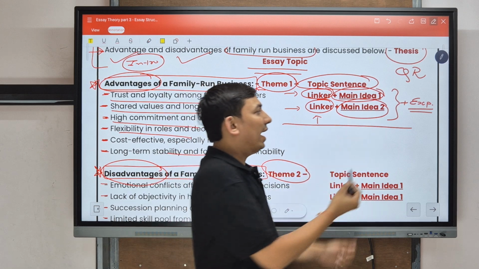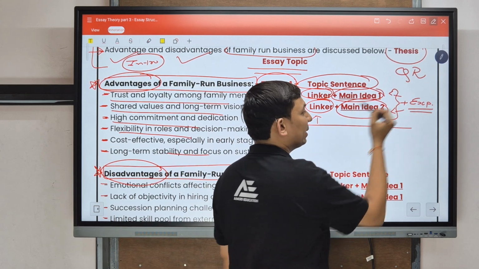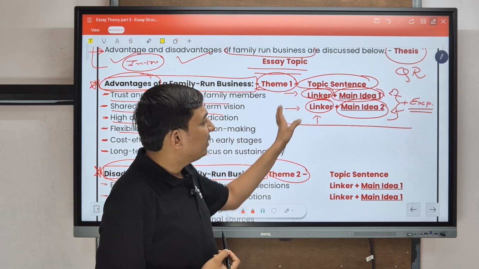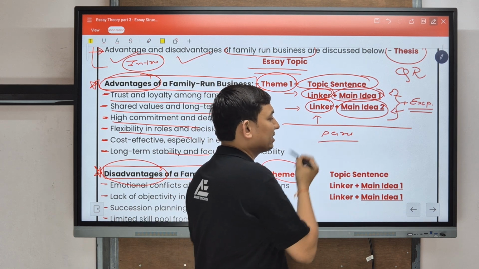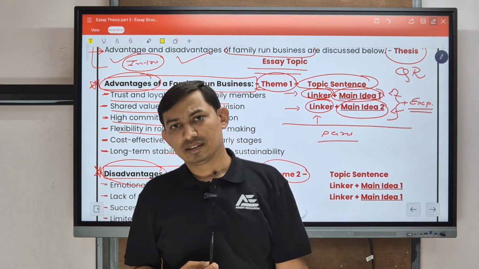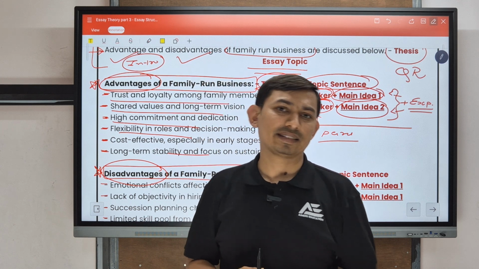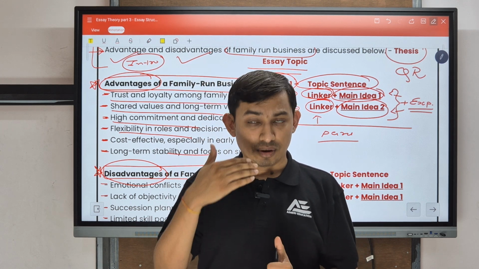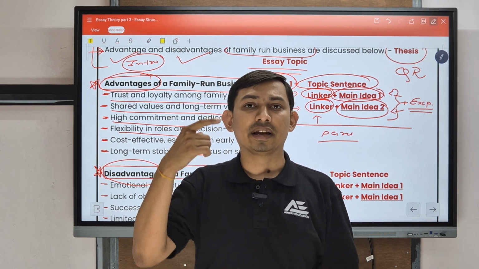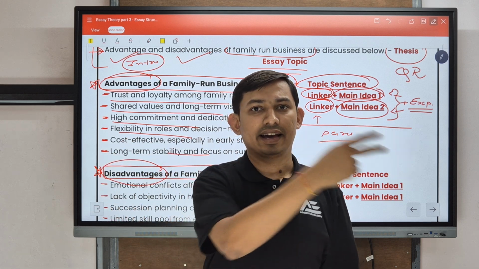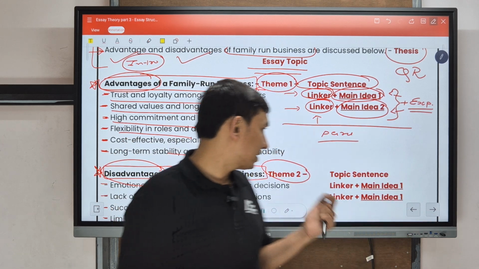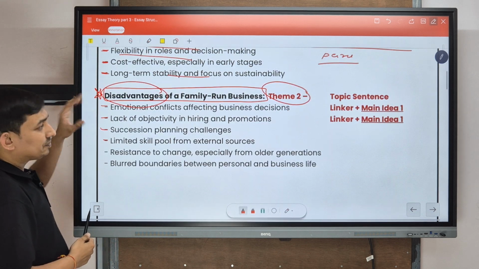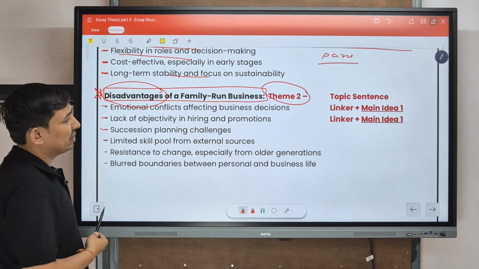And we have to add explanation of each part separately. And we are going to write in paragraph structure. So this creates our essay structure. Simple. This is our body structure of formal essay writing. Clear? In formal essay writing, body structure will be topic sentence, linker, idea, explanation, linker, idea, explanation. That's all.